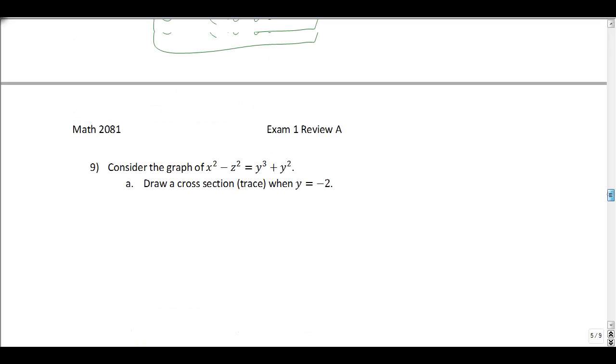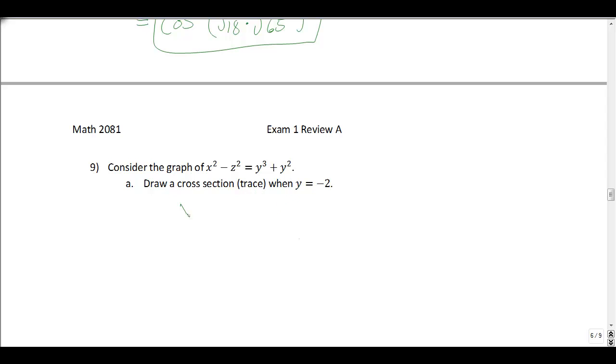Next question. So we have a graph of x squared minus z squared equals y cubed plus y squared. This is almost like one of those quadratic surfaces, but we have this y cubed messing things up. In any case, we can still draw cross sections, which sometimes are called a trace. Here's why this word trace is in here. So we're going to draw a cross section when y equals negative 2.